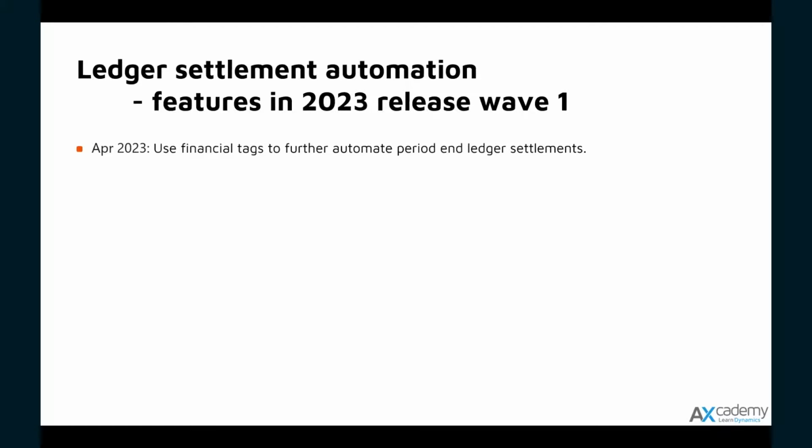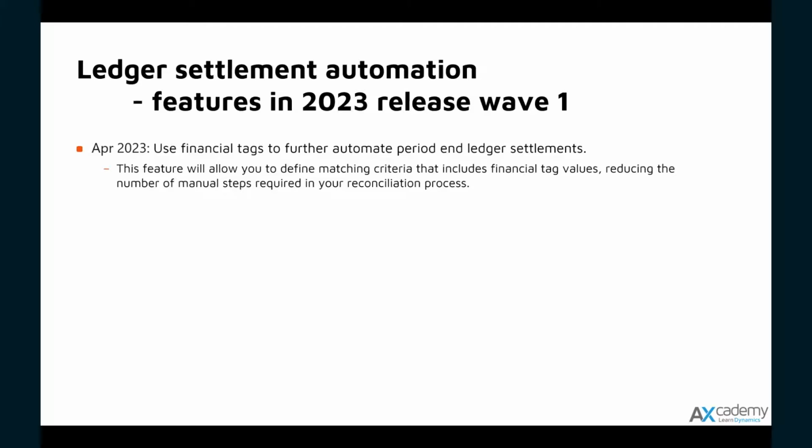Back to financial tags, right? Remember that? We could use that to automate period ledger settlement, like for payment references and other things too. That's really nice. With the partial settlement that's being added right now, it's slated for September 23. I hope they're going to speed up a little bit with that.